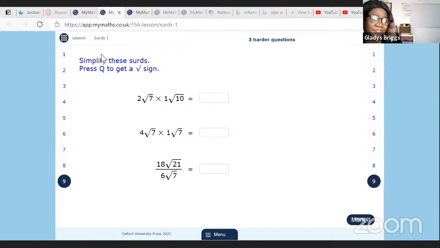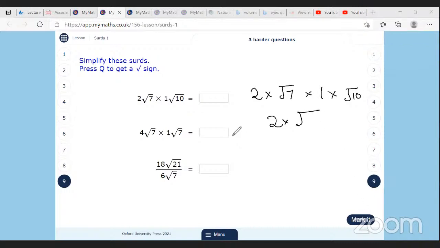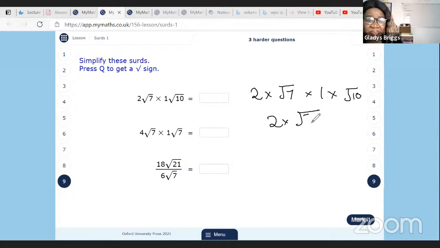Have a look. Now this one's a little bit tricky. So this is 2 root 7 times 1 root 10. Let's see. 2 times 1 is 2, times root 7 times root 10. I think 2 root 70. Yeah, root 7 times root 10, so root 70. So 7 times 10. So that is 2 times root 70.